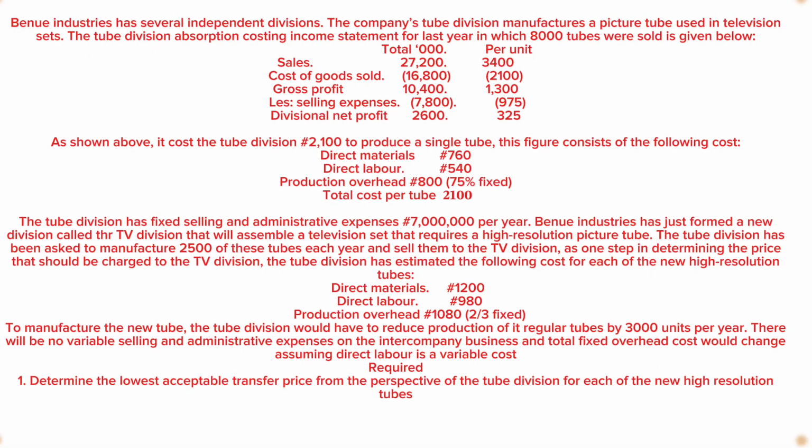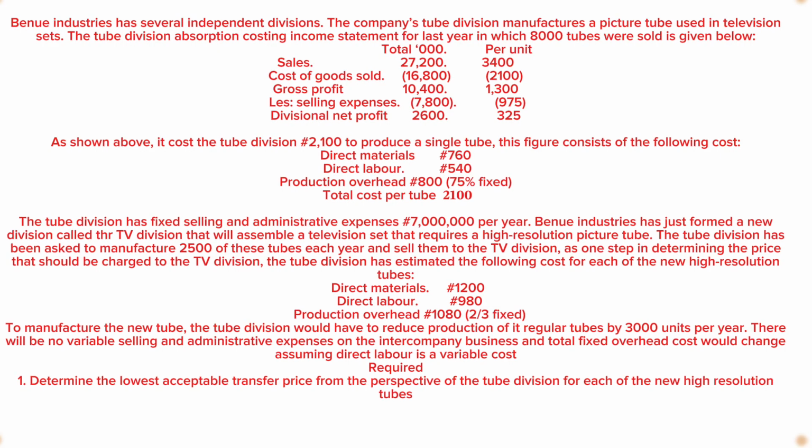Benue Industries has several independent divisions. The company's tube division manufactures a picture tube used in television sets. The division absorption costing income statement for last year, in which 8,000 tubes were sold, is given below. So we have the sales per unit and total: 27,200,000, and per unit is 34. We have cost of goods sold, gross profit, selling and administration expenses, and divisional net profit.